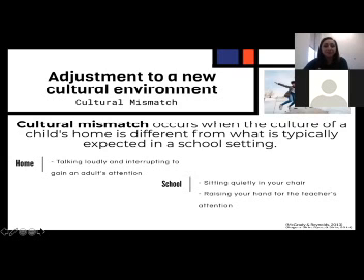When students are introduced to a new cultural environment, they might experience something called cultural mismatch. Cultural mismatch occurs when the culture of a child's home is different from what is typically expected in a school setting. So for example, my mom is Mexican. She was raised with 7 siblings in a 3-bedroom house in the San Fernando Valley of California, which is a pretty low income area. And so it's not uncommon for her siblings to be loud and to interrupt each other and to talk over each other to get someone's attention.